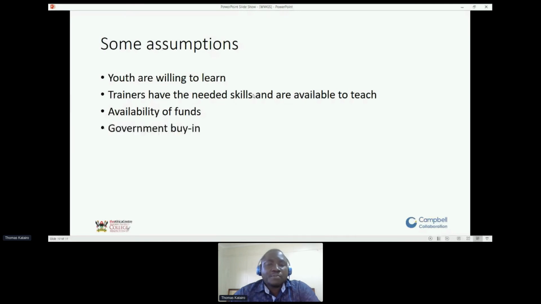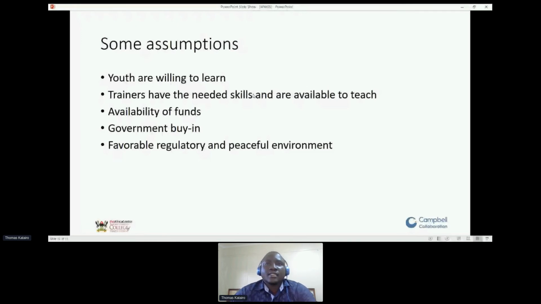We also have government buy-in. Government buy-in helps with things like policies and things that tend to be at a government level. So you need also government buy-in. You need a favorable and regulatory peaceful environment. So if you're in a place that has insecurities, you may never get the outcomes you needed, because then the youths can't go for things like vocational training. They can't go for reskilling because they're fearing the instability in the country or something like that.